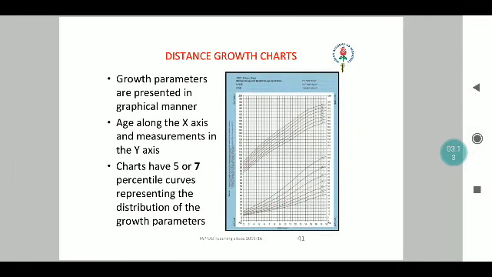Considering distance charts, these are growth parameters which are represented in a graphical manner. Like I mentioned, there are 5 to 7 different percentile curves, namely the 50th percentile, which is considered as average, 15, 10, 5 and 0 on the lower end. In the above side you have 75, 90 and 95.